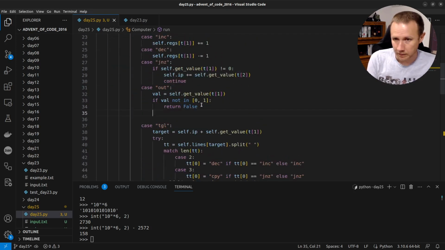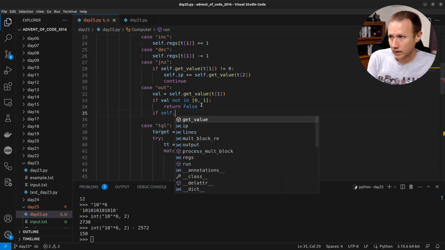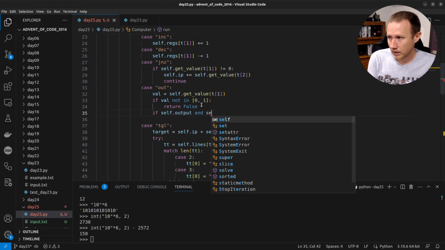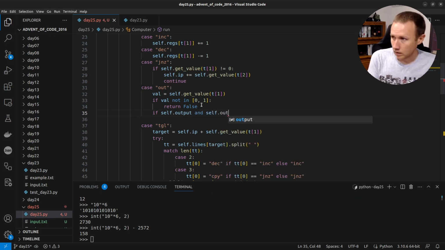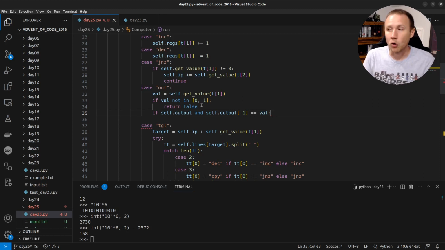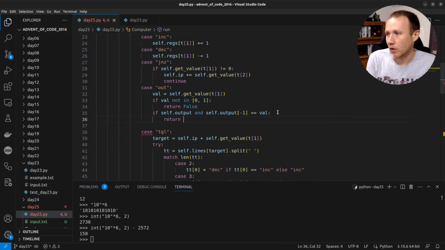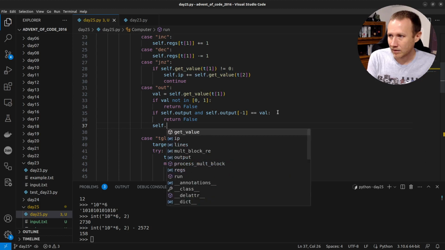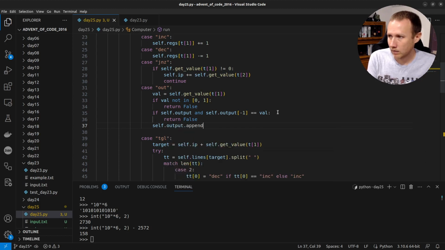So now we can say if self.output exists and self.output of -1 is equal to val. So if we're putting out the same thing, we know we're only going to have zeros and ones at this point, otherwise we've already returned false. And so if the last thing in output is equal to the next thing we're trying to add, we'll return false. Really, we just want to break out of it. We want to be done with this function if we hit that. Otherwise, now we know we've gotten a valid next thing. So we'll say output.append val.